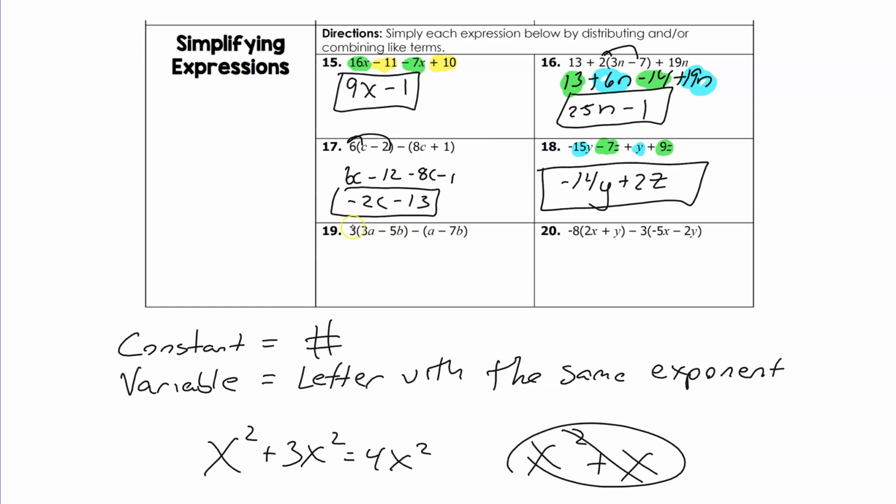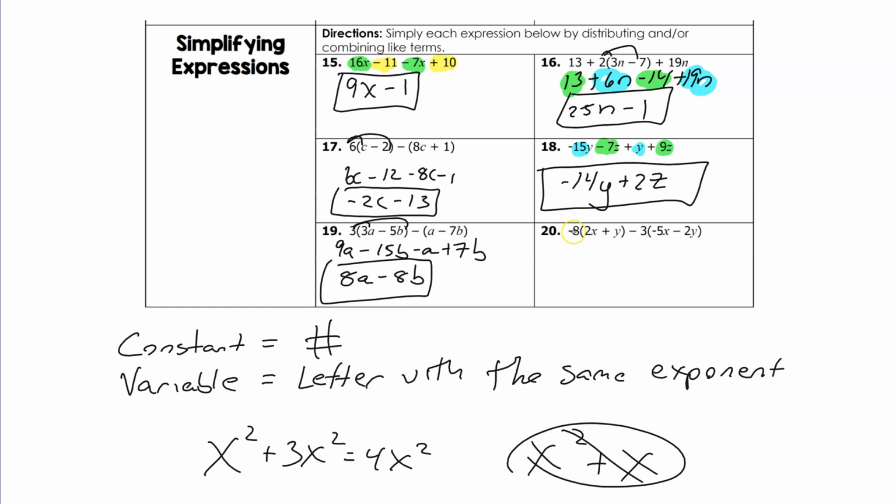Number 19, we're going to go ahead and distribute this. Gets us 9a minus 15b minus a. It looks too much like a 9. Minus a. Then plus 7b. Our a's go together. 9 minus 1a is 8a. And negative 15 plus 7 gets us a negative 8b. So you have 8a minus 8b.